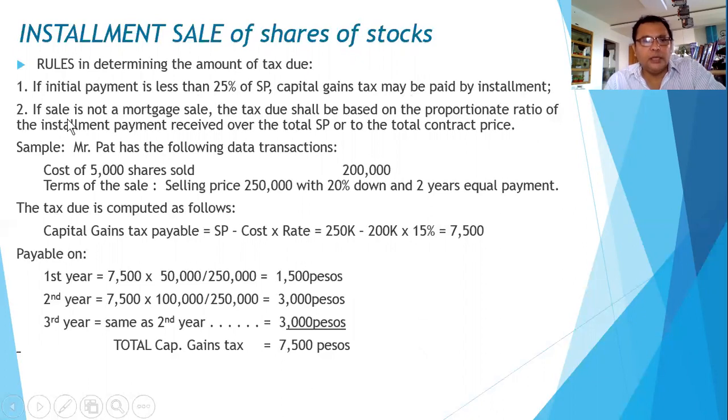Secondly, if the sale is not a mortgage sale, the tax due shall be based on the proportionate ratio of the installment payment received over the total selling price or the total contract price.